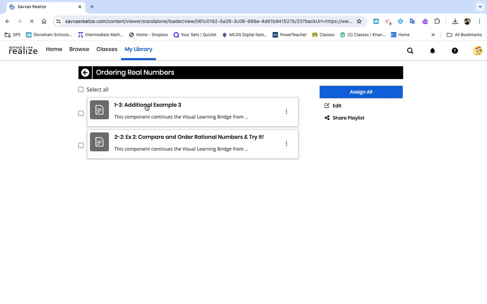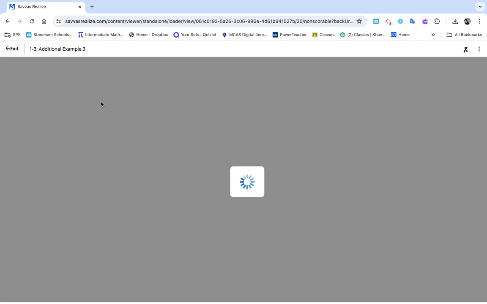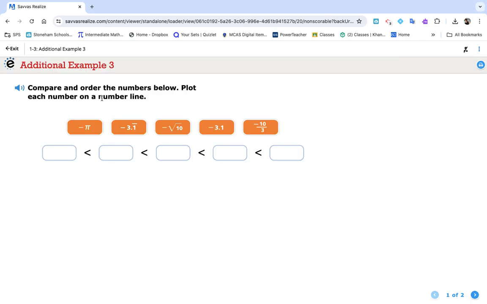Okay, so next, we're going to compare and order the numbers below here. You can see how we're setting it up with the inequality symbols. And you can see how now we also have some irrational numbers here. So negative 3.1, that's going to be the number closest to 0 here. So that's going to be our greatest number.